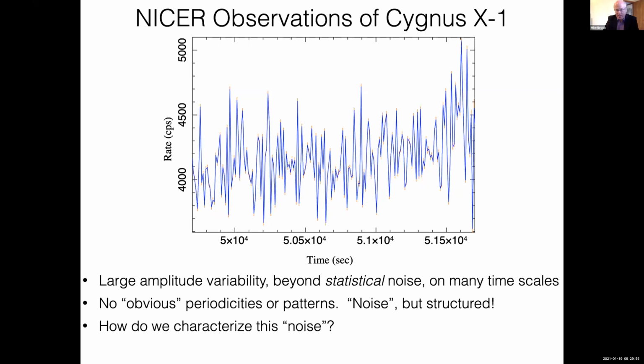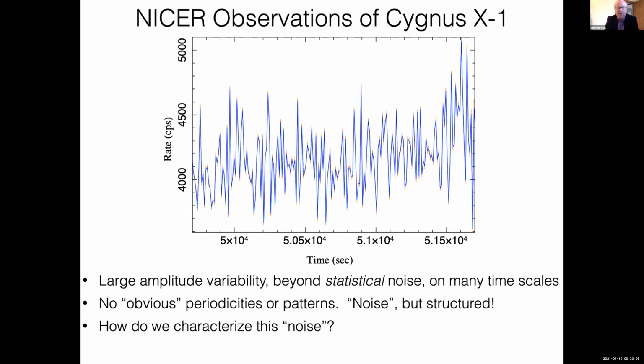And so here is an observation of roughly 5,000 seconds of observations of Cygnus X-1 taken with an X-ray observatory, NICER, which is flying on the space station right now. It measures X-rays at energies between 300 electron volts and roughly 10 kilo electron volts. That's equivalent to temperatures of roughly 1 million degrees to 100 million degrees.